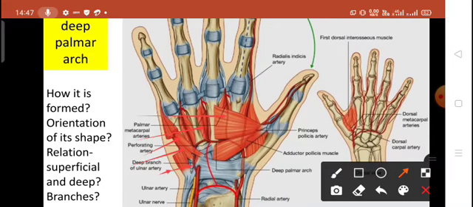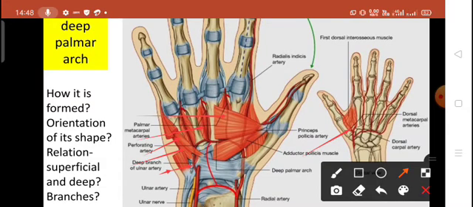Here you can see, before passing through the first dorsal interosseous muscle, it gives one branch. This is known as the dorsal metacarpal artery. It supplies the medial side of the thumb.